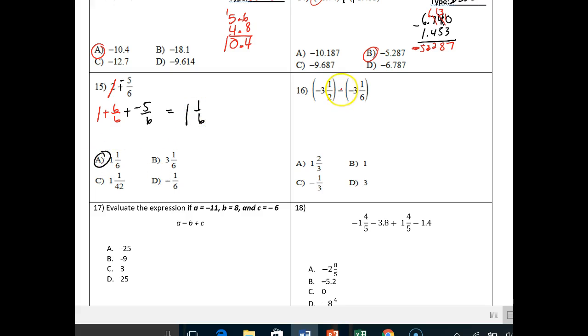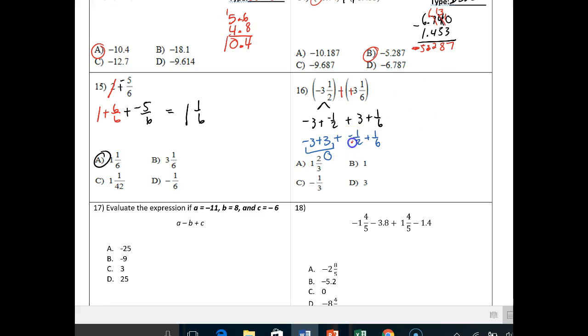So again, keep, change, change here. I would have broken this apart into negative 3 plus negative 1/2 plus 3 plus 1/6. And then I would have said, all right, commutative property time, negative 3 plus 3 cancel out. So really all I'm working with is negative 1/2 plus 1/6.